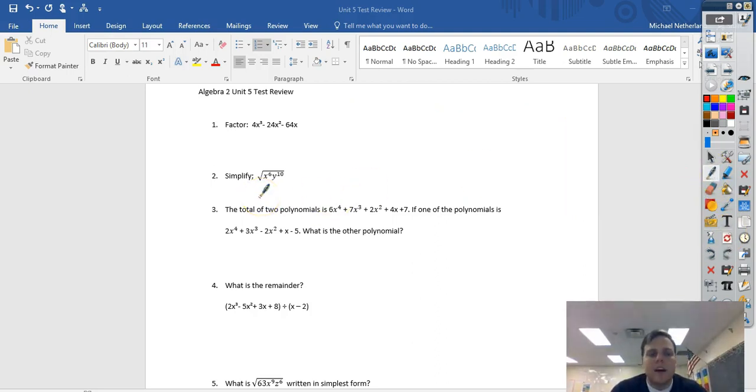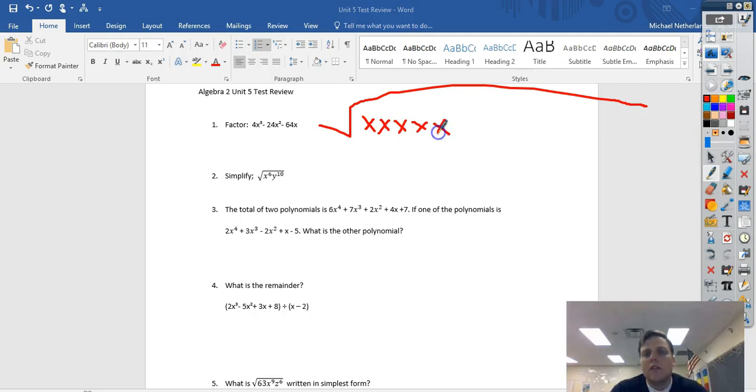It says simplify the square root of x to the 6th, y to the 10th. Okay, here's the trick I'm going to use. I'm going to write this guy out. So x to the 6th is x 6 times. 1, 2, 3, 4, 5, 6. And y to the 10th is y 10 times. So 1, 2, 3, 4, 5, 6, 7, 8, 9, 10.